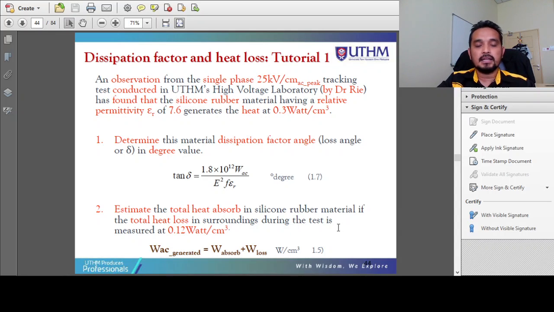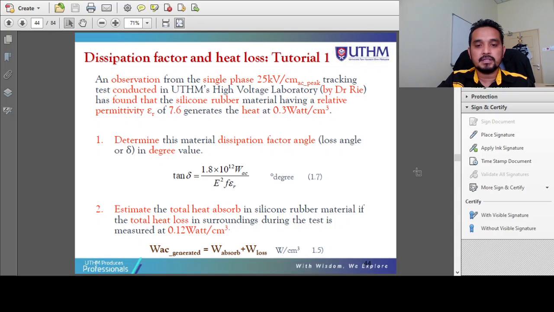Let's see a simple calculation related to this formula. We have an observation from a single phase 25 kV per centimeter AC peak tracking test conducted at the UTHM high voltage lab by Dr. Ree, which found that the silicon rubber material has a relative permittivity of 7.6 and generates heat at 0.3 watt per centimeter cube. Bear in mind the energy. Determine the dissipation factor angle, or loss angle delta, in degrees. How are we going to calculate this?